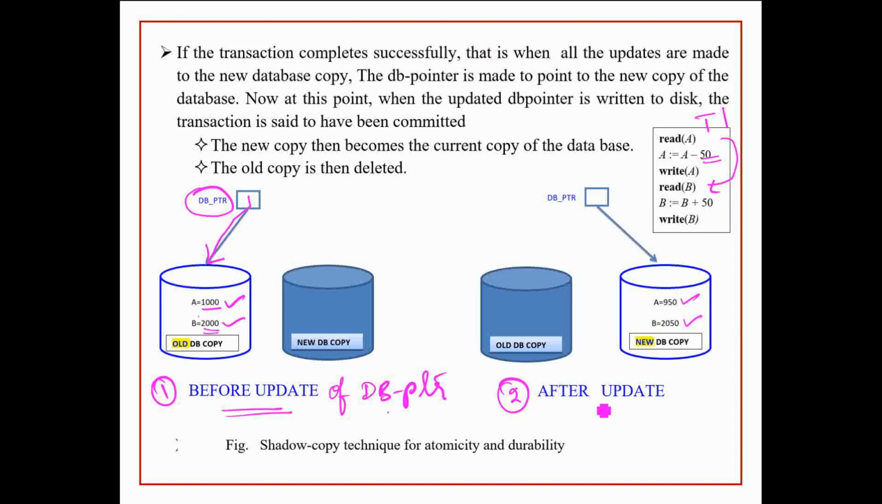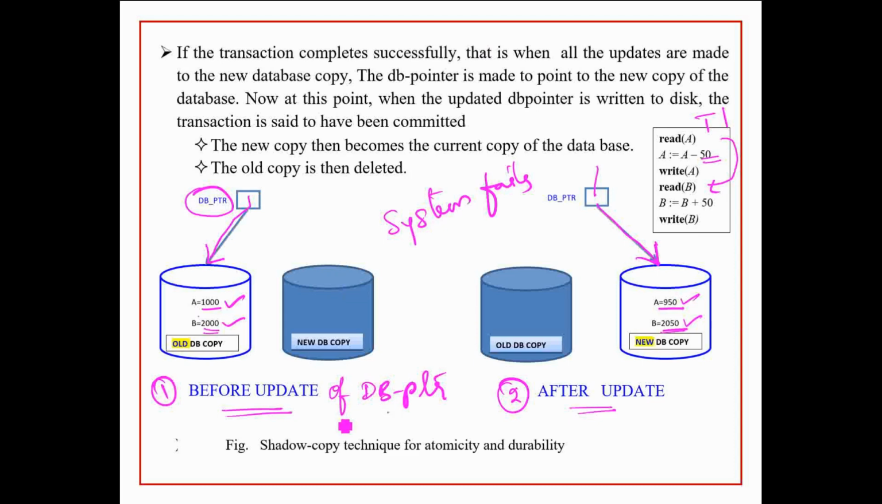Now let's discuss the second case, that is, if the system fails after the update of the database pointer to disk. Since the database pointer was updated before the system failure, when it restarts after the failure, since the database pointer is now pointing to the new copy of the database, it could see all the updated values in the new database. That is, now A and B values are 950 and 2050.